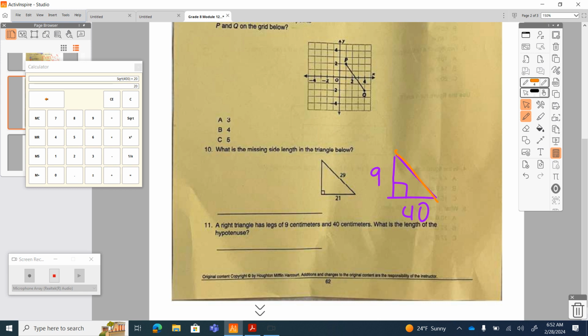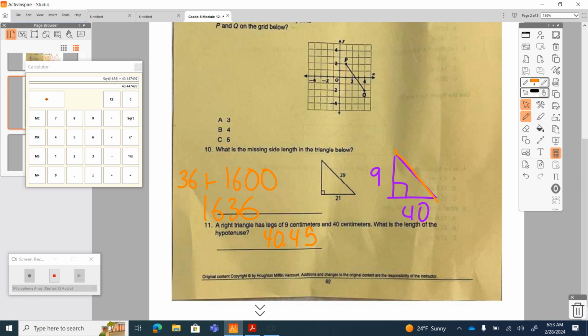You're probably not going to write it. 9 squared is 81. 40 squared is 1600. You would add those together, get 1681. You probably wouldn't even write all this down. Get the square root, and it's 41. That's what that is going to round to.